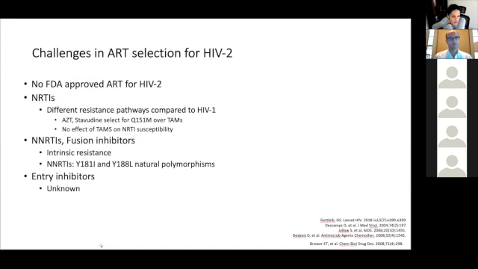And then NNRTIs have intrinsic resistance in this. This is because there are natural polymorphisms at the Y181I and Y188L areas that basically alter the binding pocket for NNRTIs in the reverse transcriptase enzyme. And so the virus itself is less receptive to NNRTI medications. Same for fusion inhibitors, there's intrinsic resistance. And then in terms of entry inhibitors, we don't really know what receptors the HIV2 is using, nor do we have any real ability to get tropism profile testing in HIV2. And so maraviroc is not really a reasonable option.